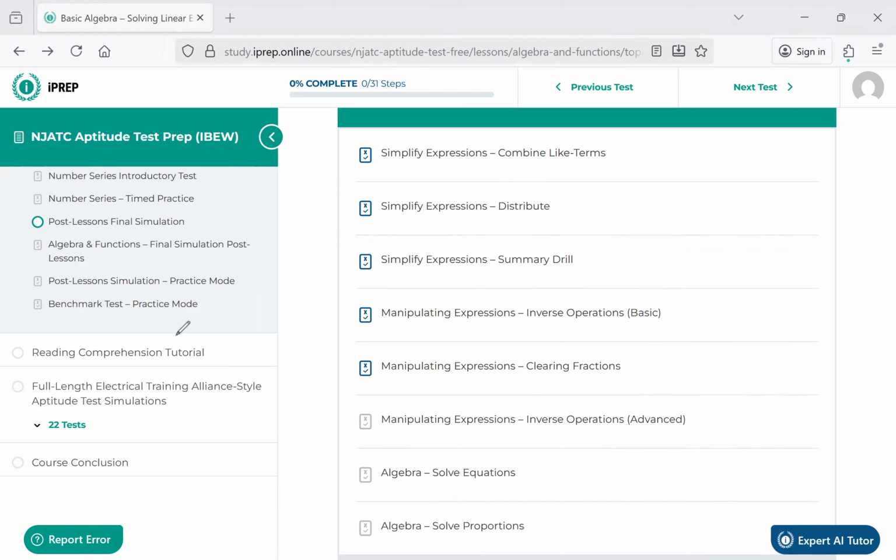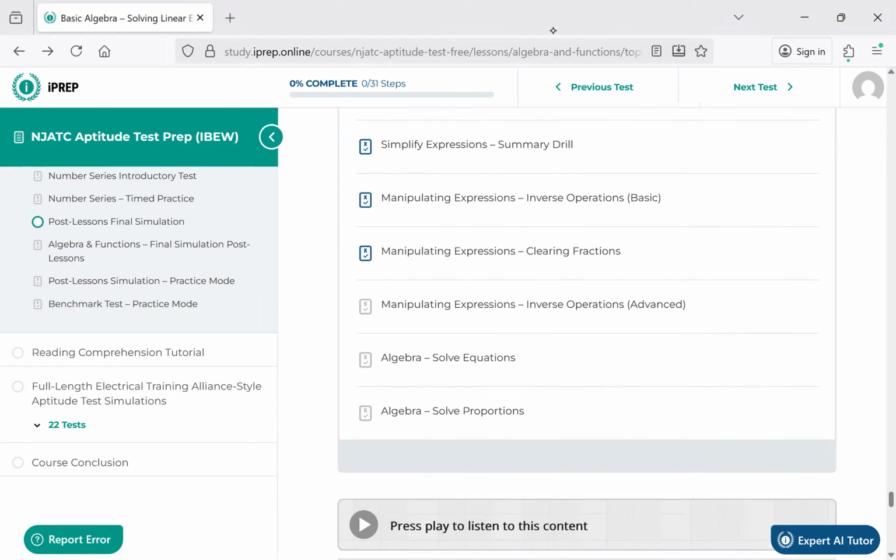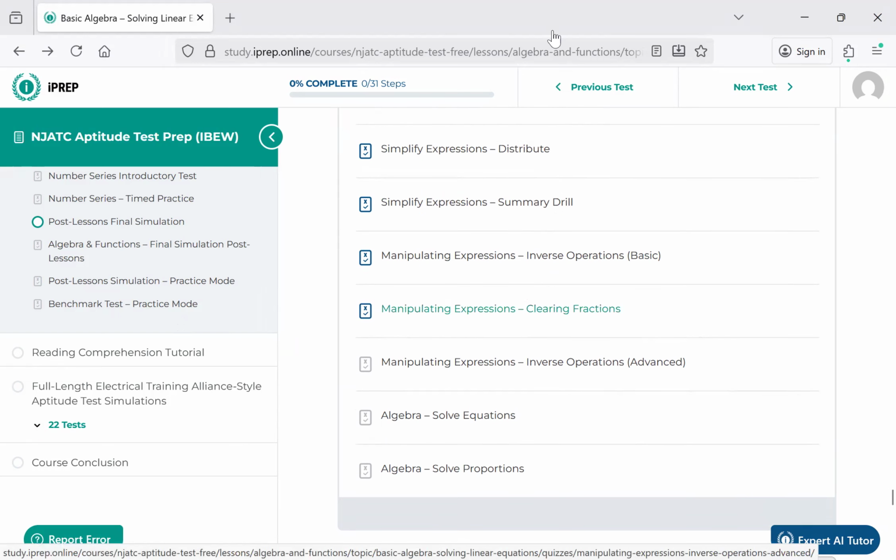Oh, oh no, we're not. So we have a few more sections until we're done for this part. Okay, so we have to do inverse operation. Let's do this one.